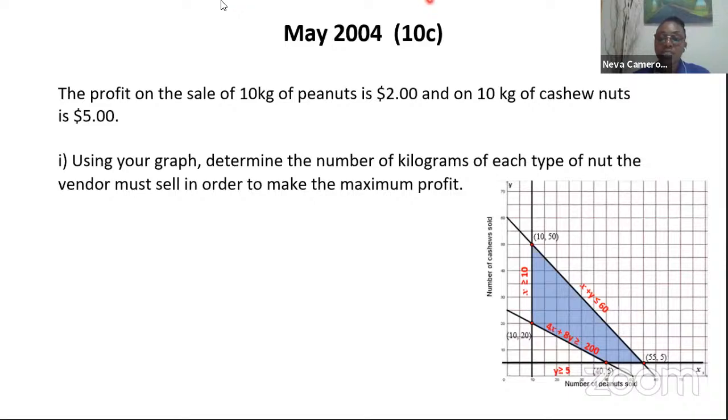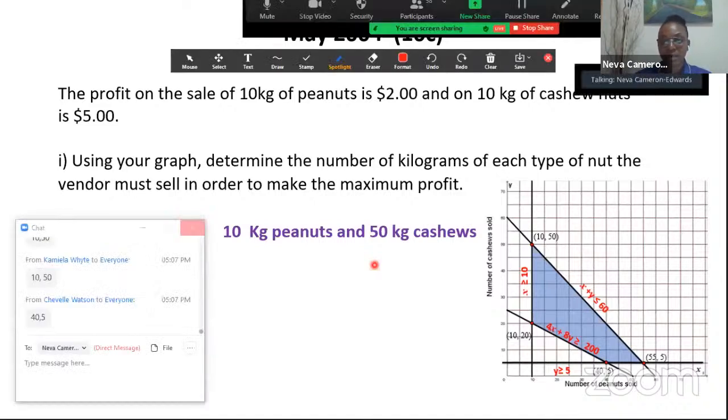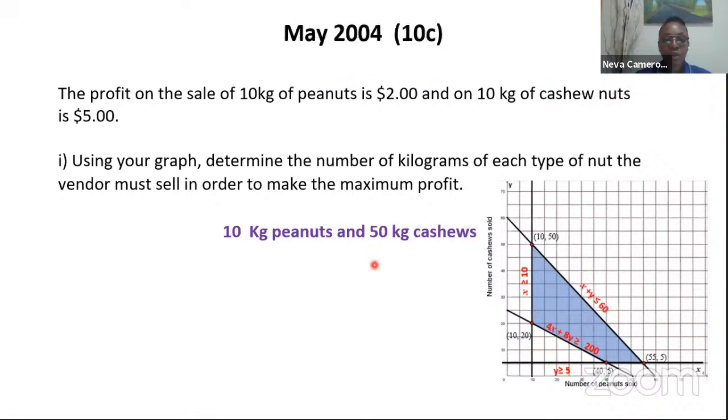All right, so let's look at this. Several students worked it out and they're identifying 10, 50, 10 kilograms of peanuts with 50 kilograms of cashew. Awesome job, students. That is indeed correct. All right, so let us look at what would be the maximum profit now. How would we work the maximum profit out? What information do we have in this part of the question to help us find the maximum profit? And can you work that? All right, we're seeing persons doing the calculation.